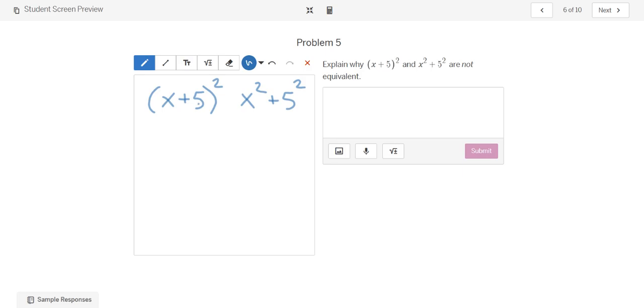And you're like, ah, they're totally equivalent. They're totally equal. So you've got to pick another number. I'm going to pick 2. And so when I go in here and I go 2 plus 5 squared, I get 7 squared. That's 49. That is totally not equal to 2 squared plus 5 squared, which is 4 plus 25 is 29. And I hope that you know that 49 does not equal 29.